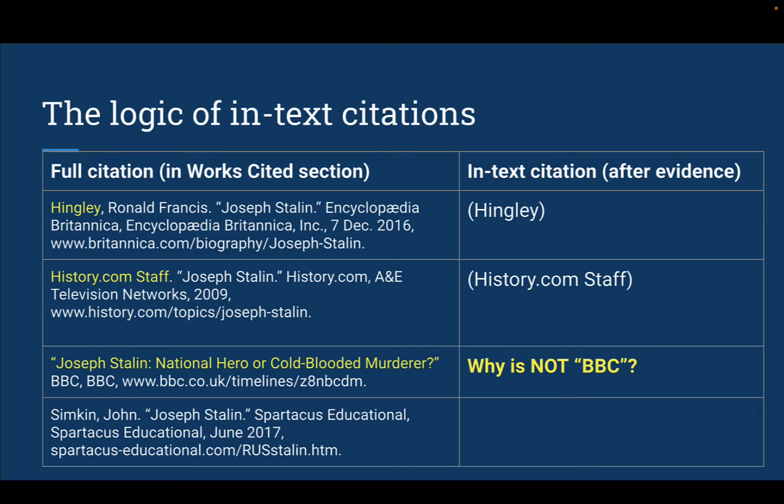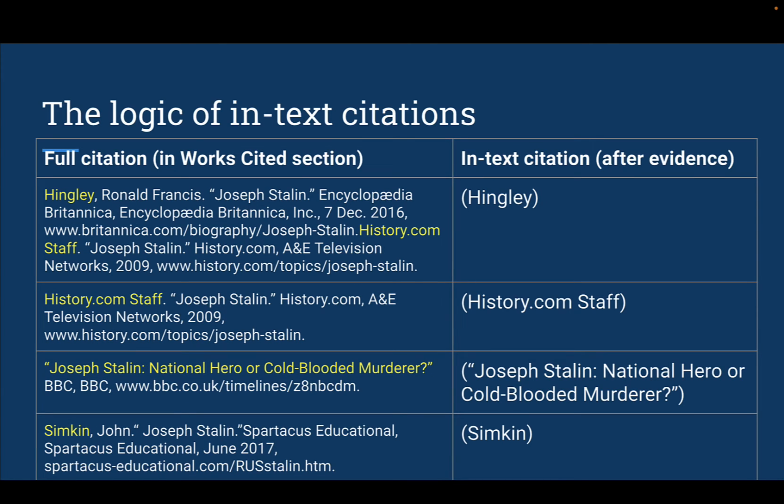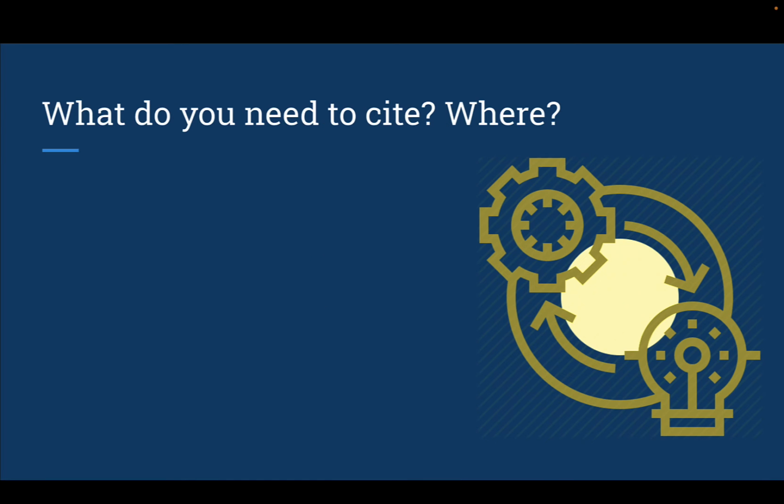So the reason that you use the beginning of the full citation for your parenthetical is because it connects them together and makes it easy to find. So using that logic, this last one would be Simkin, would be the parenthetical citation. So that's the logic. The in-text citation comes from whatever is at the beginning of your full citation to help us find it.